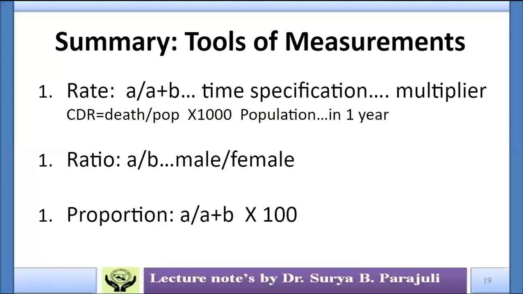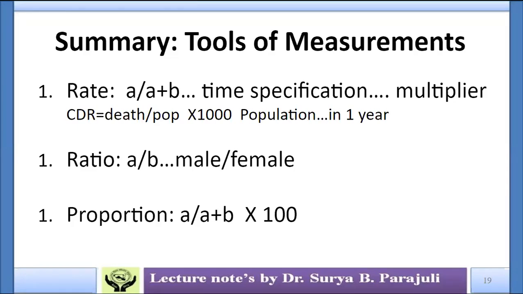An example is CDR, crude death rate: deaths per population times 1,000 population in a year. Ratio, such as male to female ratio, or within your batch, students attending the ongoing class to students not attending online class, this is a ratio. And proportion: students attending online class out of total students. But within a certain time frame, within 1 week or within one class, then we can say rate.